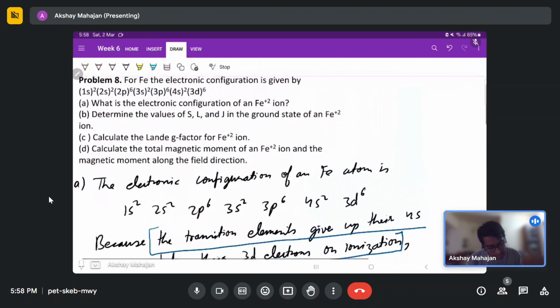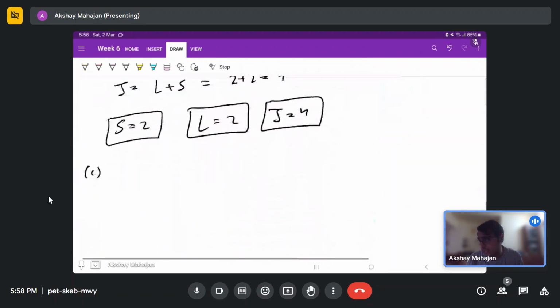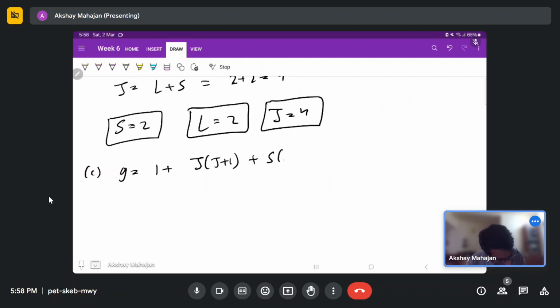Now the C part is to calculate the Landé g factor for the Fe2+ ion. So that is given by g equals 1 plus J into J plus 1 plus S into S plus 1 minus L into L plus 1, divided by 2 times J into J plus 1.